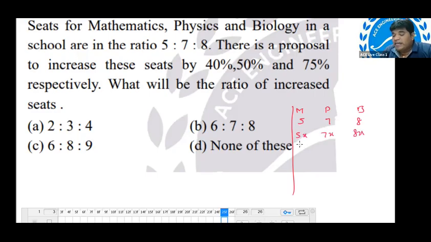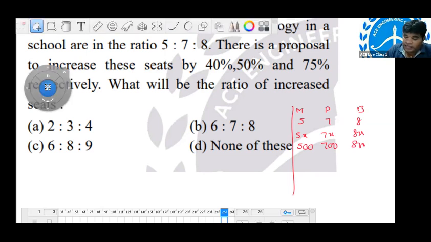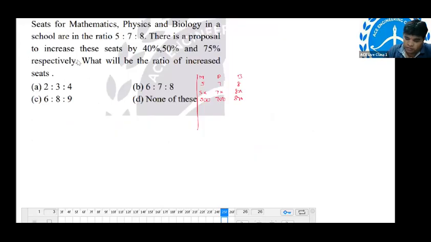Let x be 100, which means 500, 700, 800. Okay, 500, 700, 800.